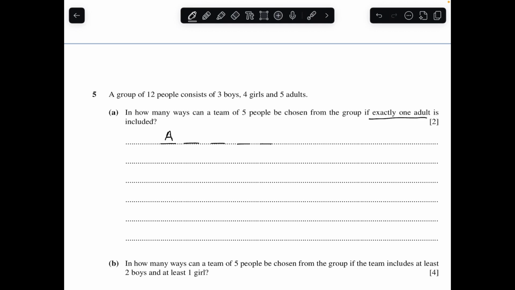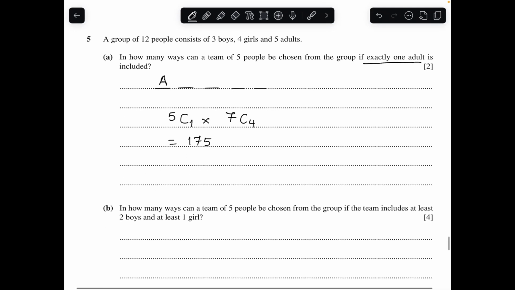So now first thing we need to think about the adult. So in all we have 5 adults and only one adult is to be chosen. So how do we choose that? So we have from 5 adults we choose 1. 5 choose 1. Okay, so what are the remaining people left? 3 boys and 4 girls, so total 7. So from 7 you choose the remaining 4. So this works out to be 175. Alright.